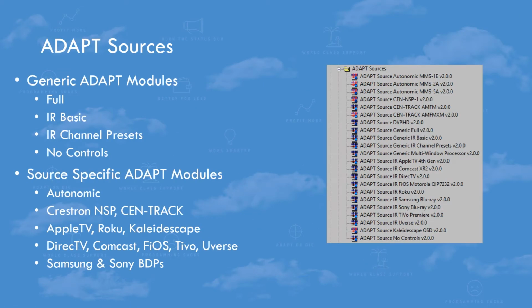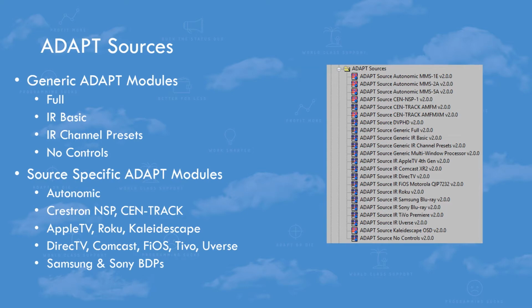So we do have quite a handful of adapt source modules. Sources are where we oftentimes see the most deviation from one job to the next, and honestly it's even by region. Depending on your geographical location, you may be using different module sets than somebody else, but the idea is that any one of these generic adapt modules should be able to control any source that you can throw at it.